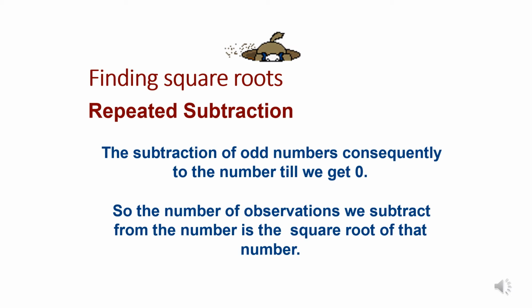Now, after the subtraction till 0, how can we decide the result or the square root of the given number? We need to count the number of odd numbers we have subtracted from the given number. Now, to understand it better, let's have an example.